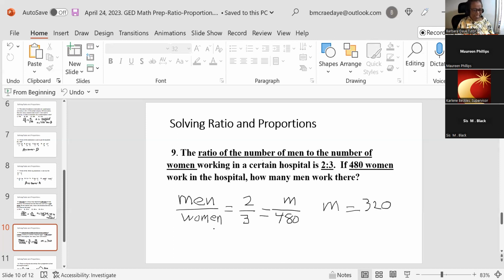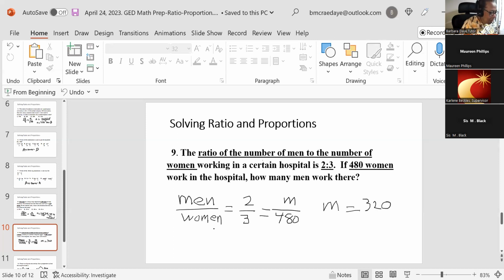Oh, Miss Annie, I nearly forgot that I should cross multiply it. You didn't cross multiply? I did. I'm saying I almost forgot to cross multiply. Always, when you have a proportion, cross multiply, solve for the unknown. Okay. Got it?